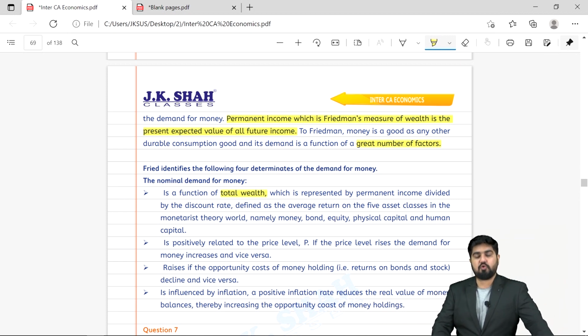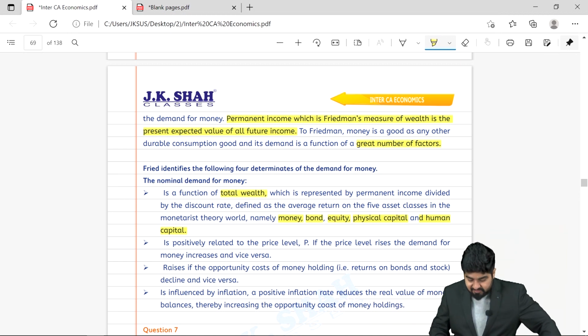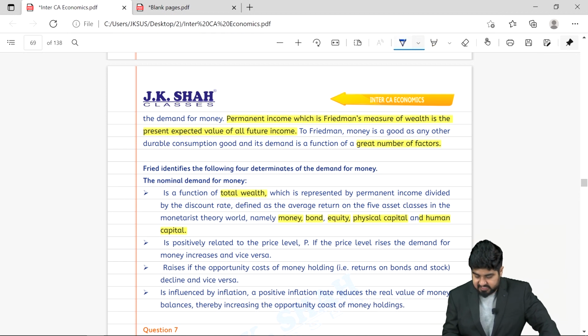When we are talking about wealth, he has divided this into 5 asset classes. The 5 asset classes are money, bond, equity, physical capital, and human capital. So if you have all these 5 asset classes, that means your wealth is high. So a higher level of wealth means a higher level of liquidity preference and vice versa. If the wealth increases, the demand for money will also increase and vice versa.